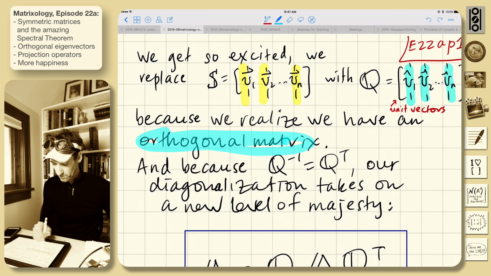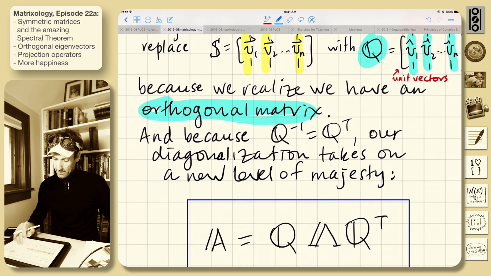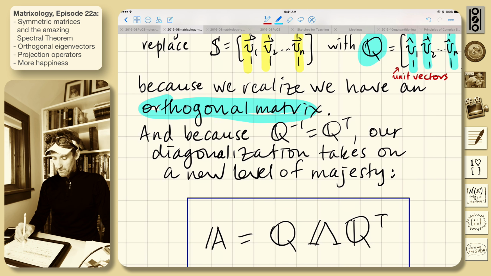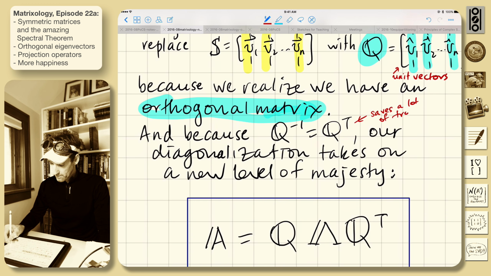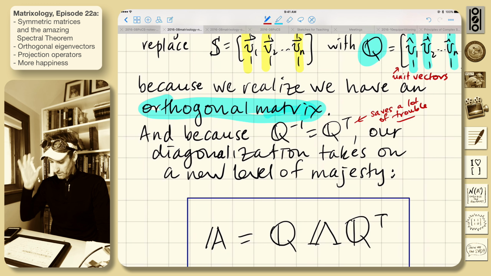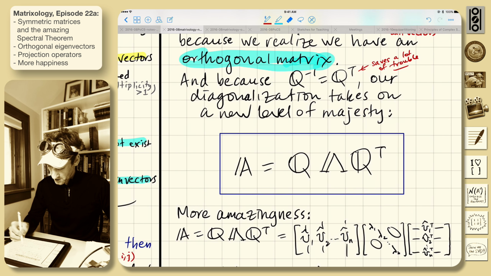Right, we're going to use Q. And we know the inverse of Q is fantastic, right? It's really great. It's just the transpose of Q. Really wonderful thing. So this saves a lot of trouble. Right, we can do a lot of things here. And so now we have this new level of majesty.